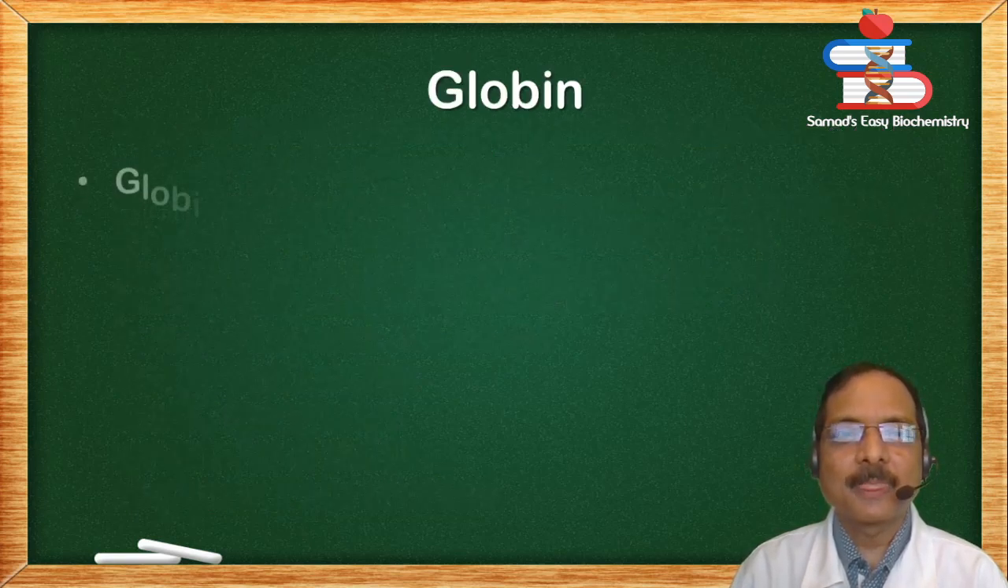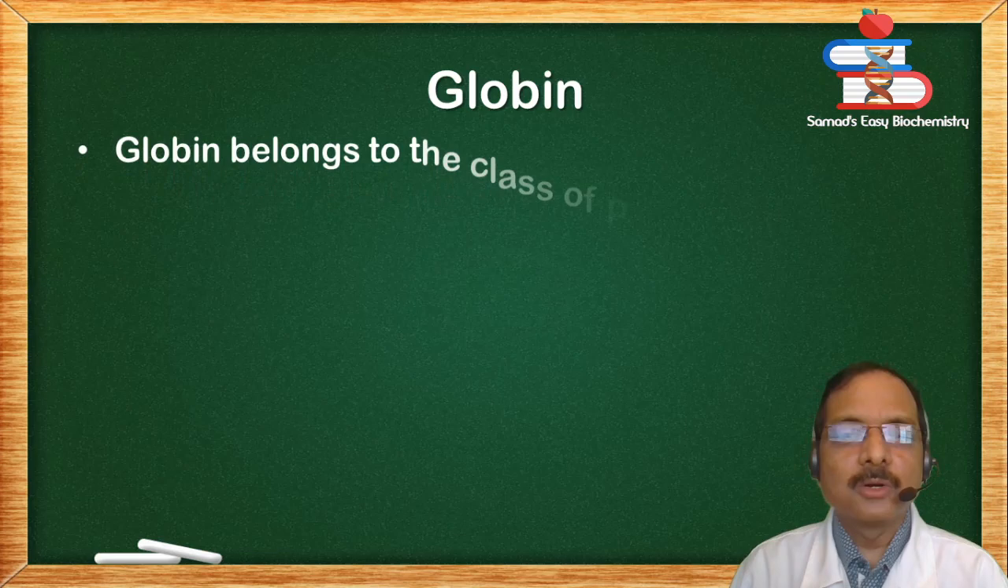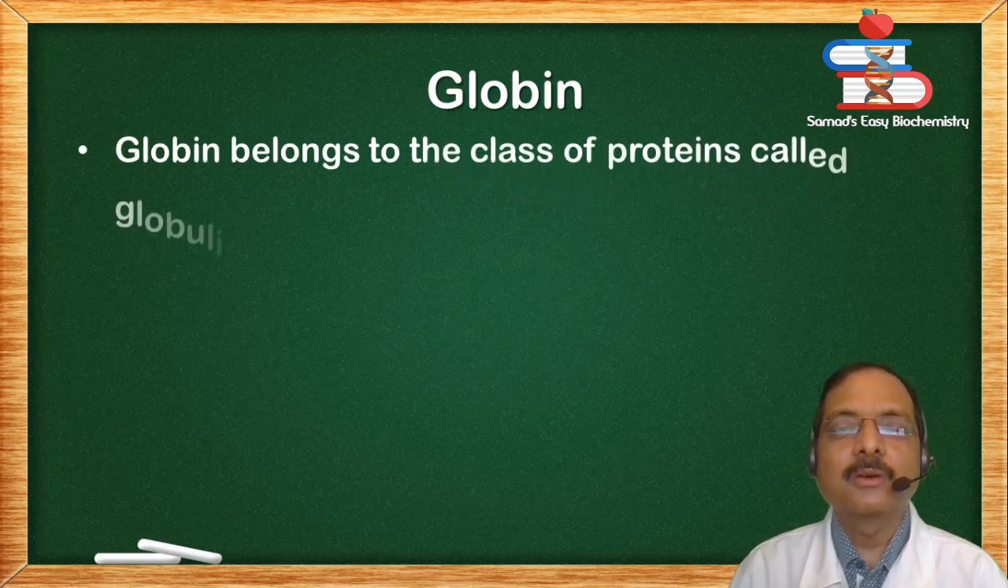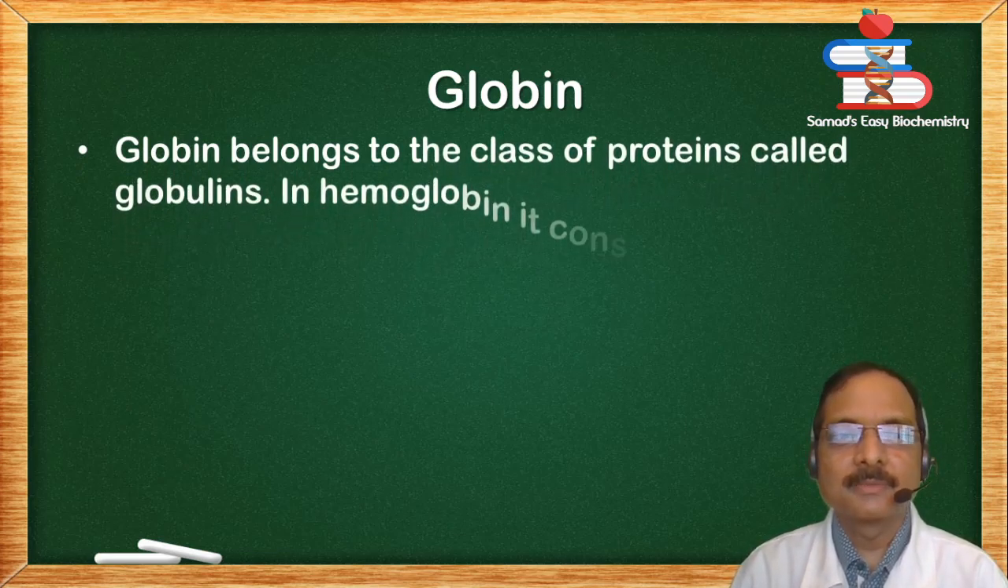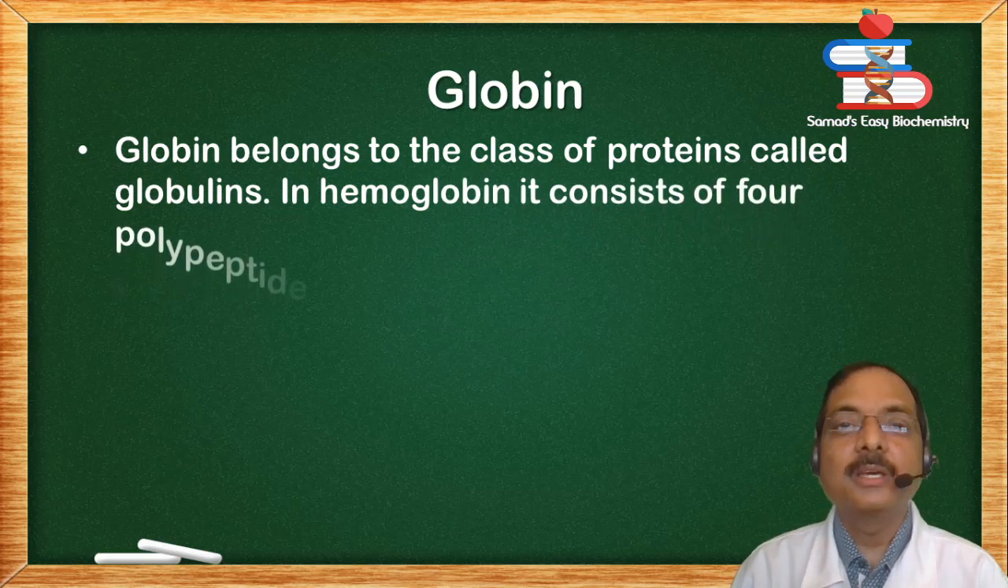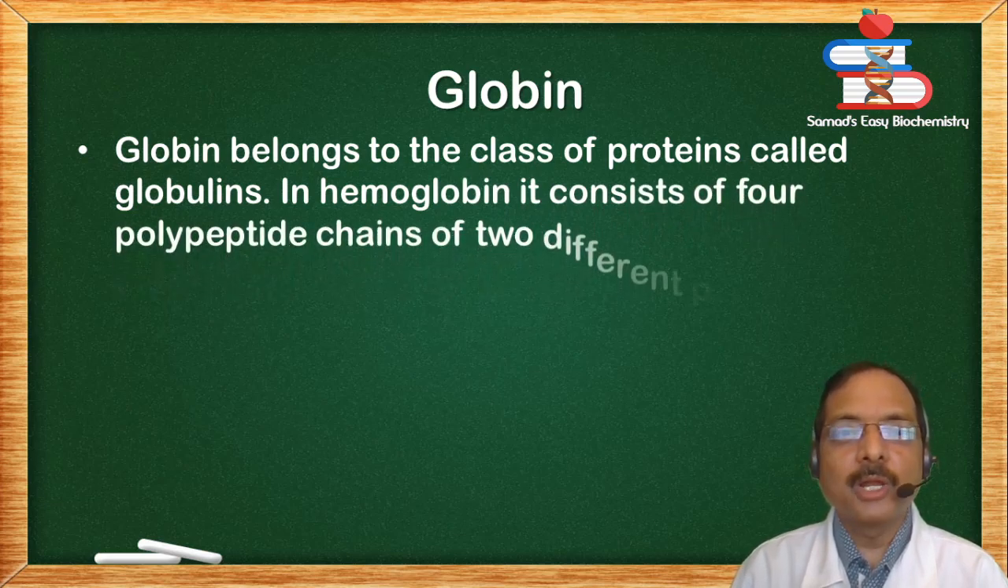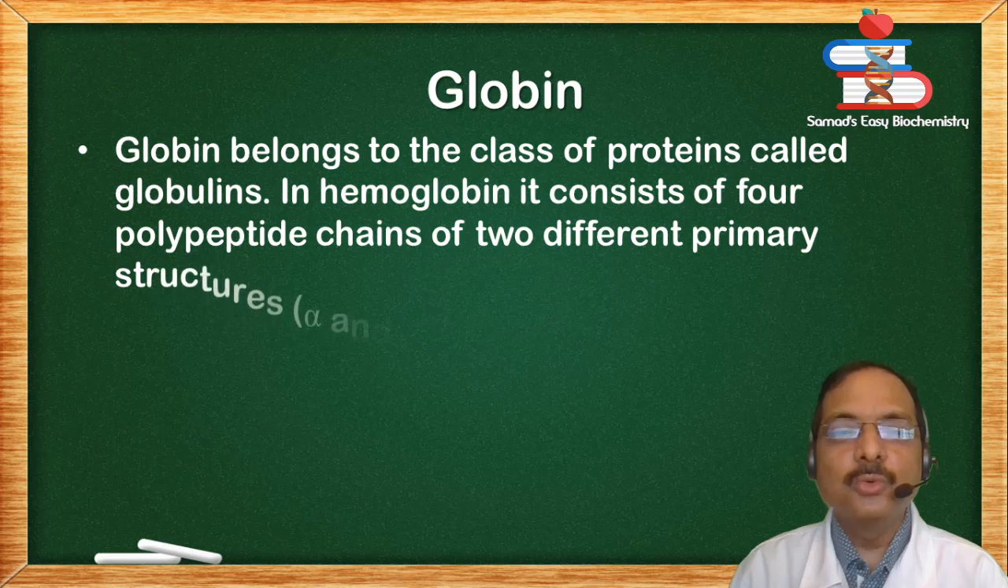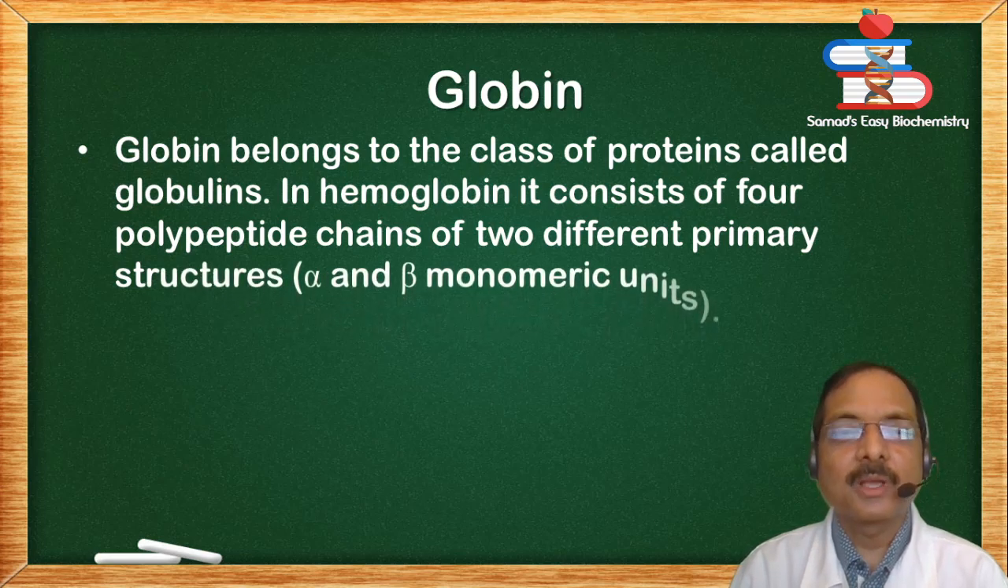Globin. Globin belongs to the class of proteins called globulins. In hemoglobin, it consists of 4 polypeptide chains of 2 different primary structures, alpha and beta monomeric units.